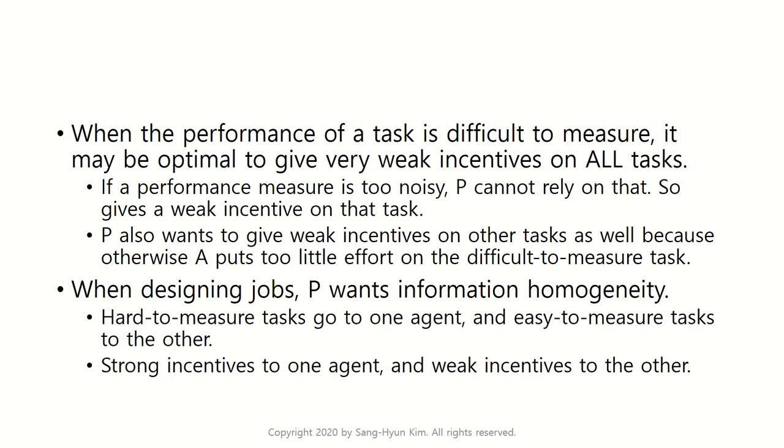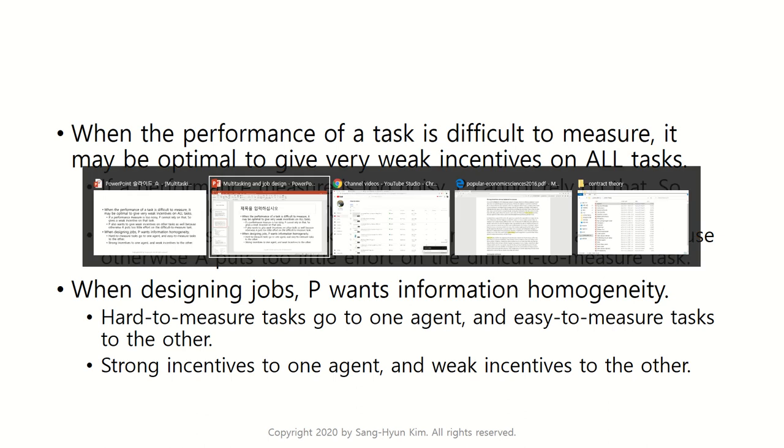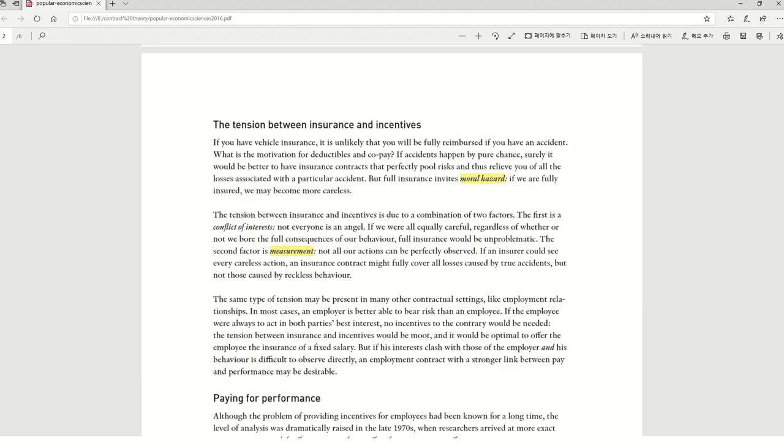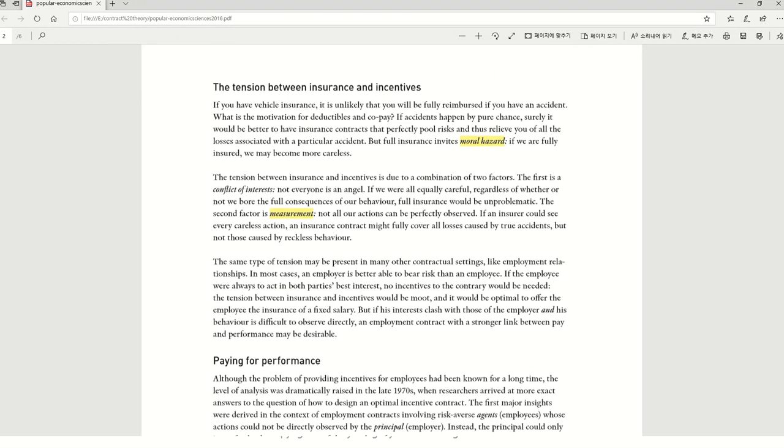And before we move on, let's look at this document. What is this document? This Nobel Prize document. Let's just go back to this point. First, we talked about the tension between insurance and incentive, right? We discussed moral hazard, and there the critical problem is measurability, or the asymmetric information problem. Because of the asymmetric information problem, there is a moral hazard problem. So we see the tension between insurance and incentive.